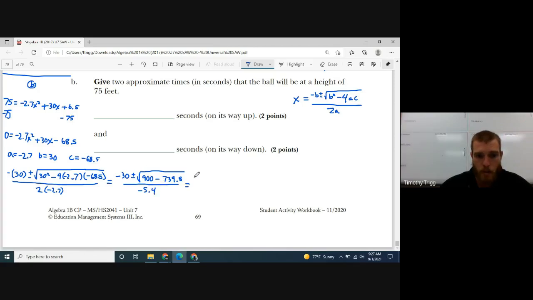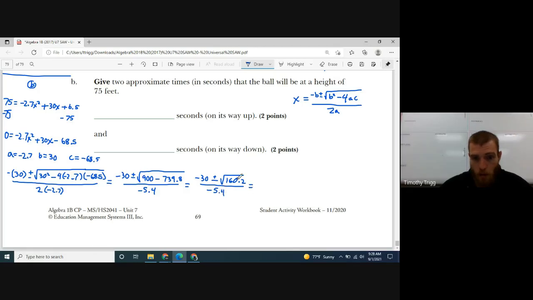Okay, so that's going to be negative 30 plus or minus square root. And let's go ahead and combine those. So 900 minus 739.8, which is 160.2. All over negative 5.4.